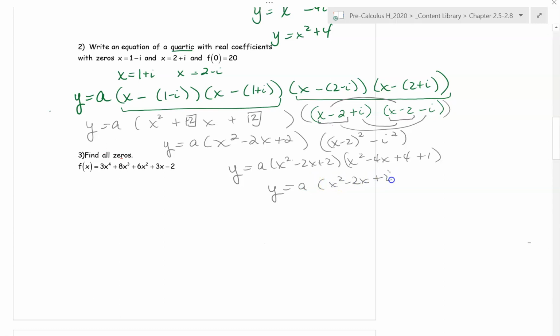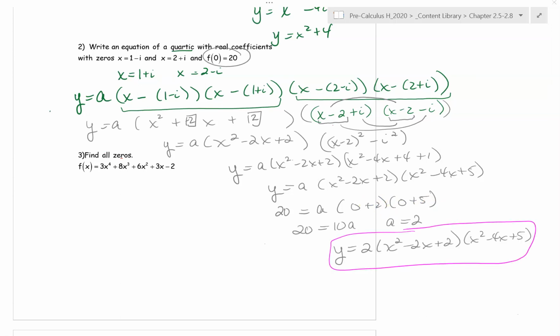Now, again, this is a unique answer because they did give us a point, (0, 20). So let's temporarily put 20 in for y and 0 in for x. Go ahead and find a. Go ahead and pause the video and write an equation. All right, so we went ahead and found a is 2, and so there you go.